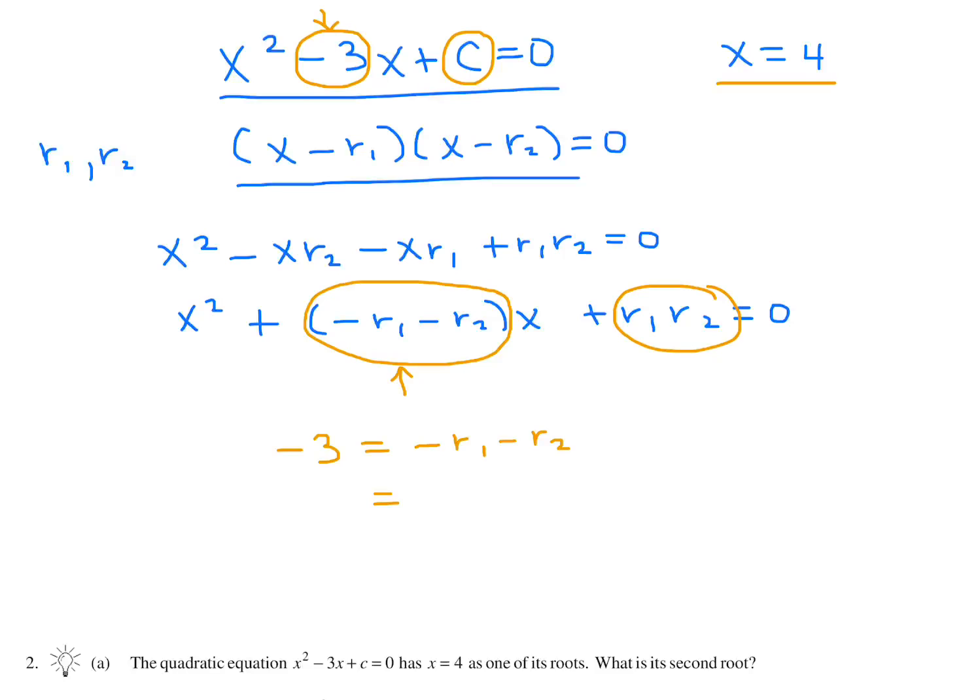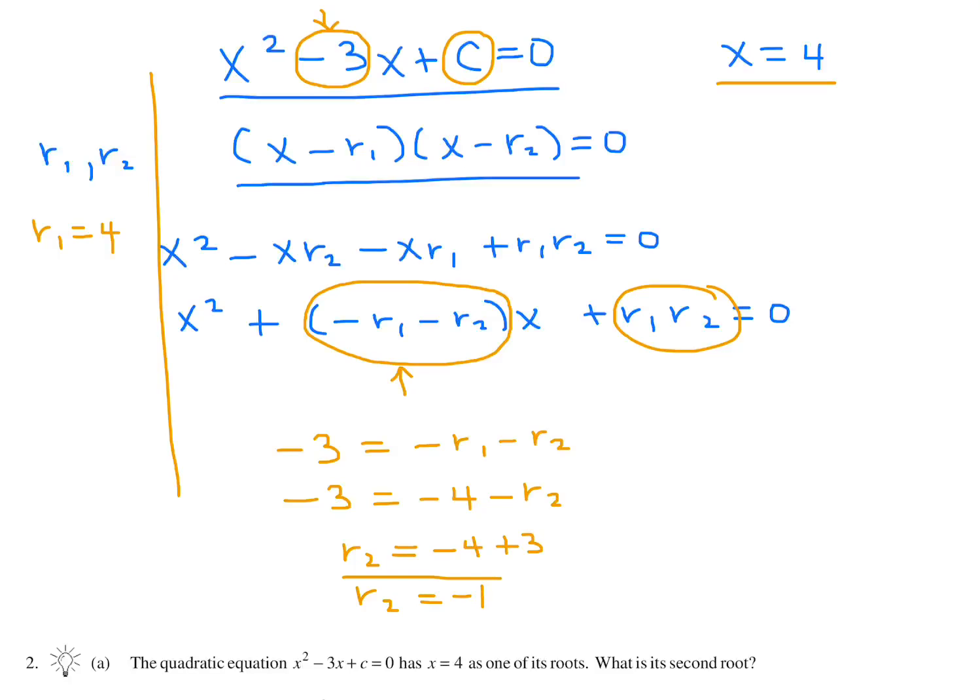And we know that one of those roots is 4. They've given you that in the question. So minus 3, if I let r1 equal 4, we have minus 4 minus r2. And put r2 on one side, you get minus 4 plus 3, and therefore r2 is equal to minus 1. And I think that's all they want. Yeah, the second root. So the second root is negative 1.